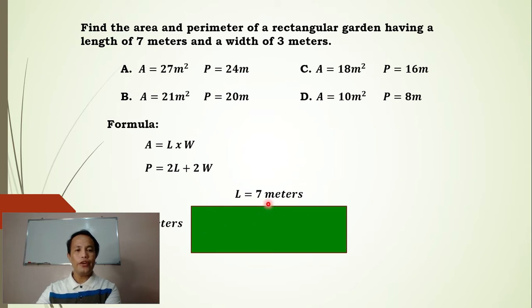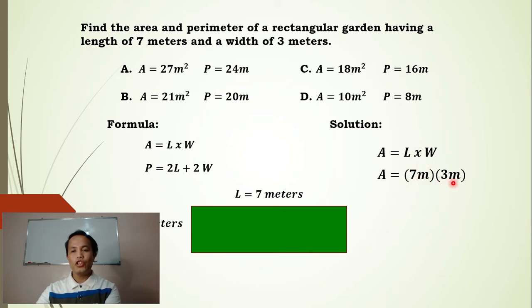So to solve for the area of this rectangular garden, we use the first formula, which is area equals the length times width. And since our length is 7 meters and our width is 3 meters, we multiply 7 meters times 3 meters, that is equal to 21 meters squared. So therefore, the area of the rectangular garden is 21 meters squared.